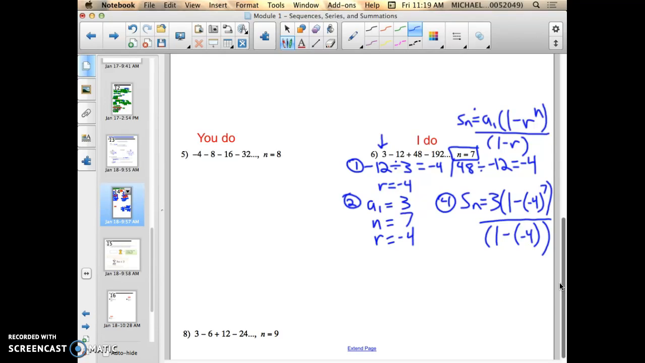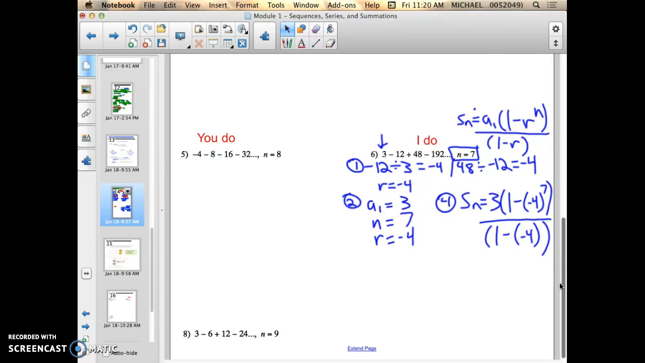Alright, so I've done step 4. Now I have to do this math. With this, it is a little bit picky how you enter this into your calculator. You can do this a couple different ways. You can simplify the numerator first, so I will do that. I will punch in 3 parentheses, 1 minus, another parenthesis, negative 4, close the parenthesis around that, raise to the 7th, and then close the beginning parenthesis.